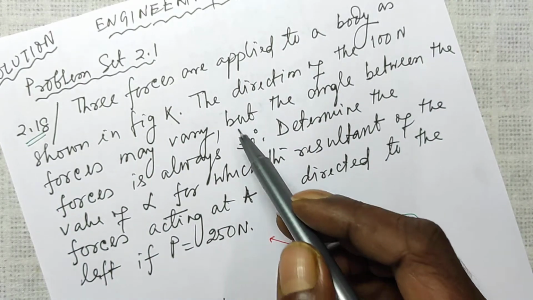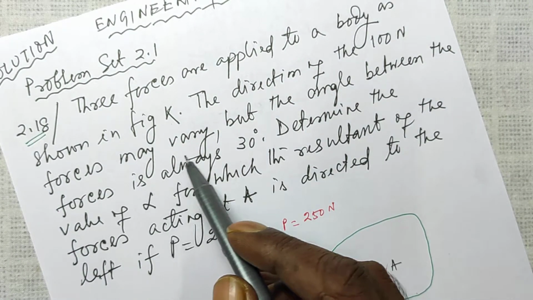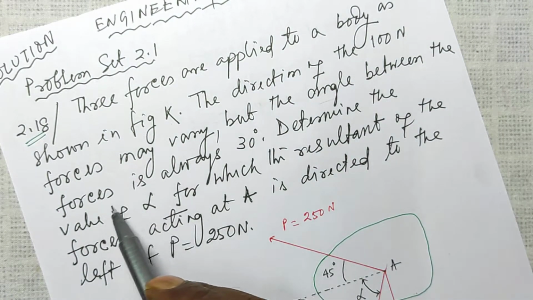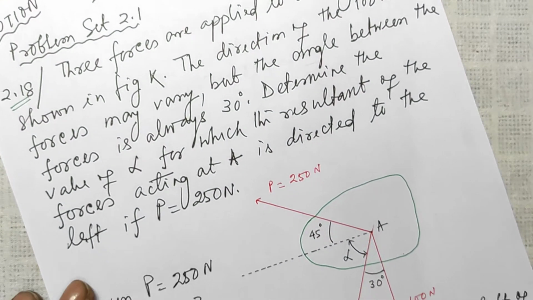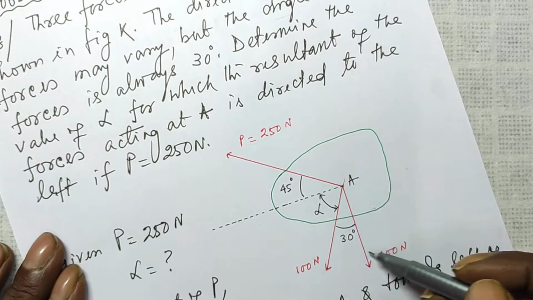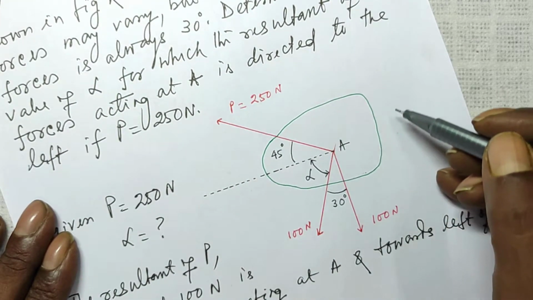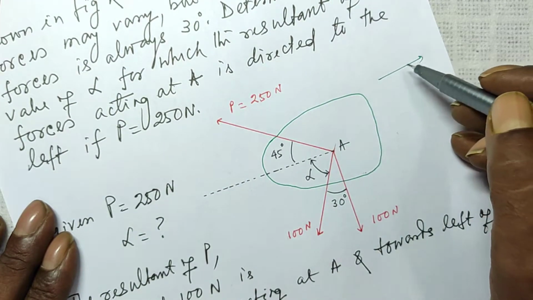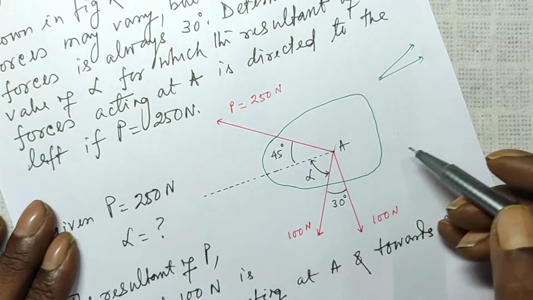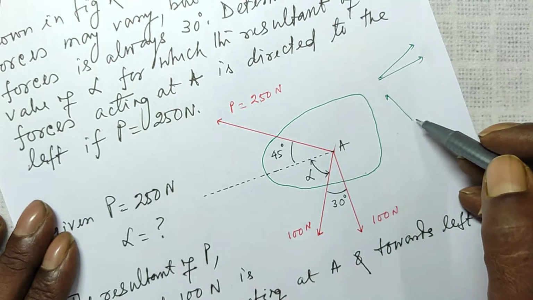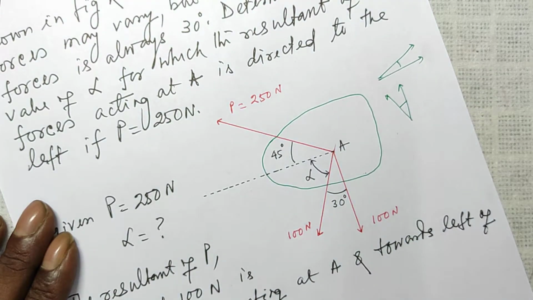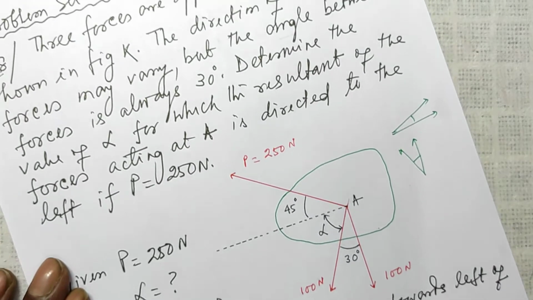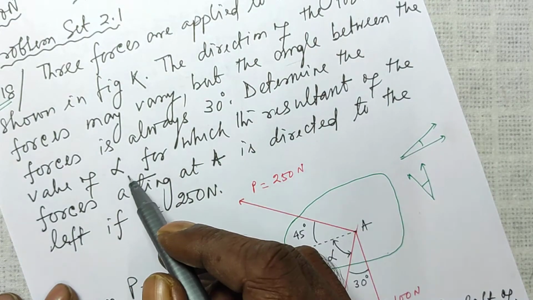And what else? The direction of the 100 Newton forces may vary, but the angle between the forces is always 30 degree, as we discussed in the previous question. Means these 100 Newton forces can be like this, can be like this, but the angle between them is always fixed at 30 degree. That is what the statement says. Now, determine the value of alpha.